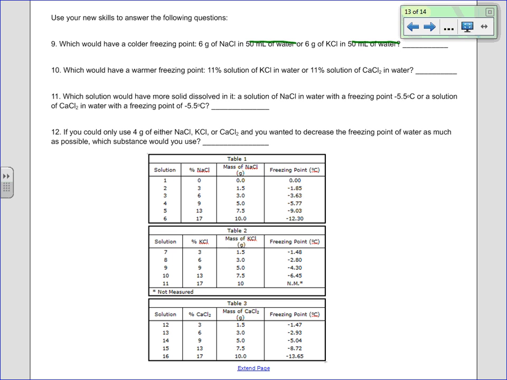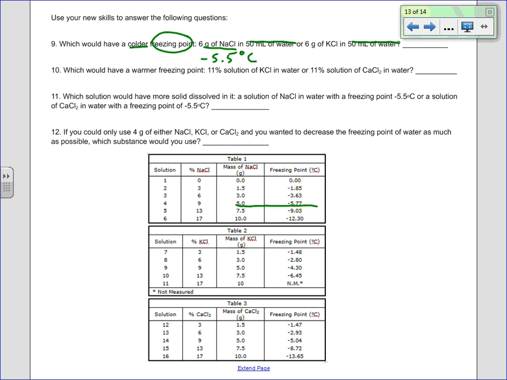So in the end, what we're looking for is freezing points. We're trying to figure out which of these two situations would have a colder freezing point. Remember, to have a colder freezing point, it's going to be more negative. The more negative the temperature is, the colder the temperature. So if we look then, the first one we need to look for is 6 grams of NaCl. 6 grams of NaCl would be somewhere between 5 and 7.5 grams right here. This would amount to a freezing point that's somewhere around negative 5.5 degrees Celsius.